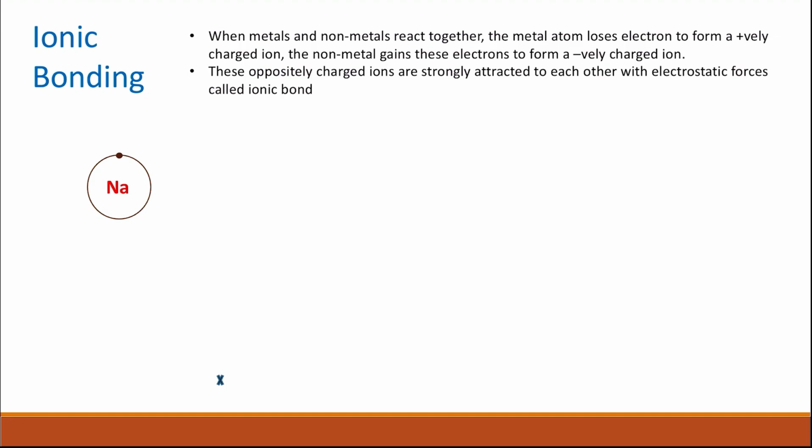So sodium has only one electron in its outer shell, and using the dot and cross diagram, we will represent the electron of the sodium using the dot. While chlorine is one of the group 7 elements, so it has 7 electrons in its outer shell. We represent the electrons of the chlorine using the cross. Now sodium is going to lose that electron and chlorine is going to gain that electron.